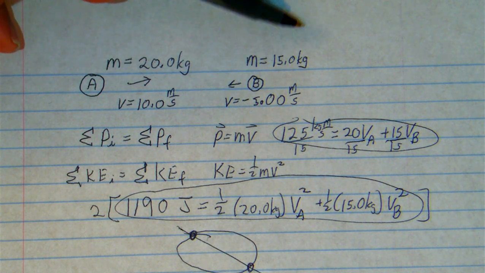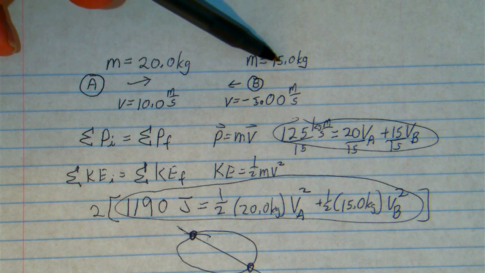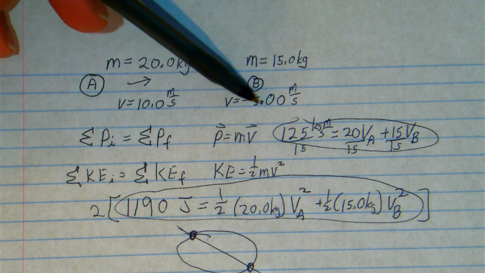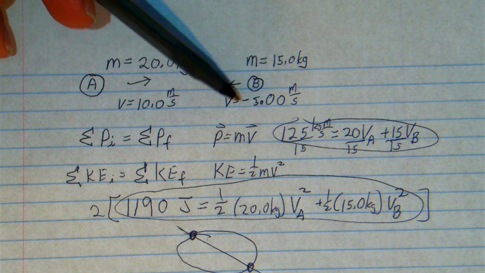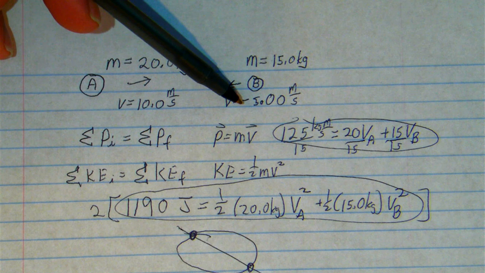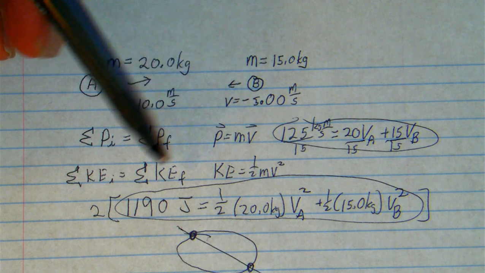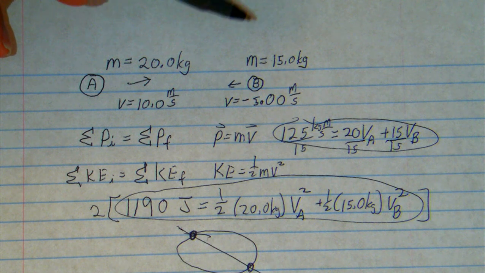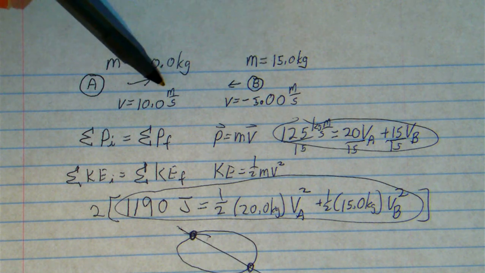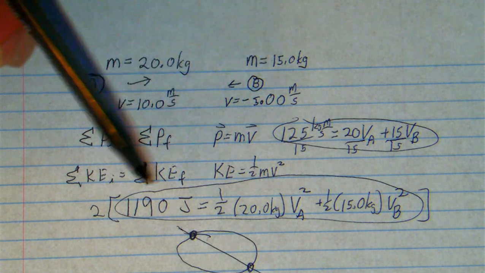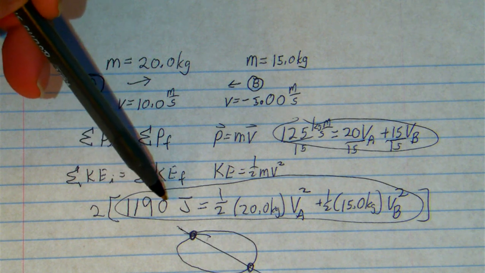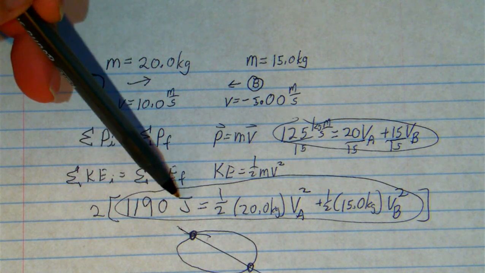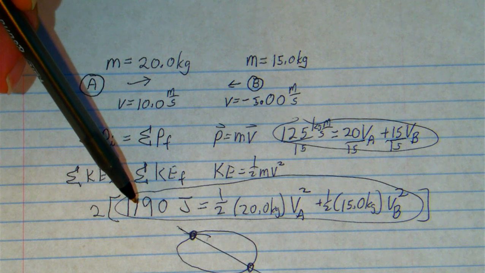For ball B, it's 1/2 times 15 kilograms times negative 5 squared. The minus sign will cancel out, and I get something like 187.5 joules. Adding those two quantities together, I have 1,190 joules is the total kinetic energy before they collide.